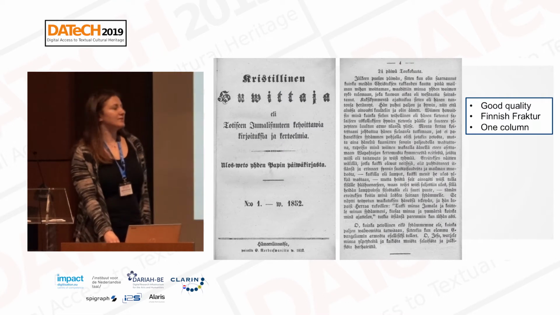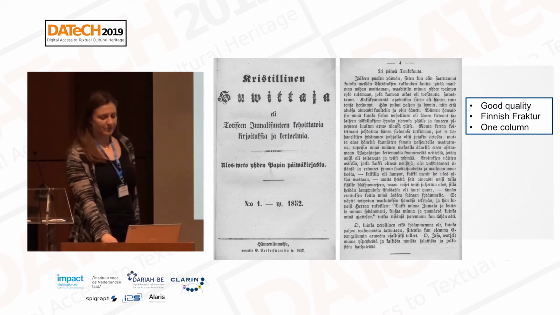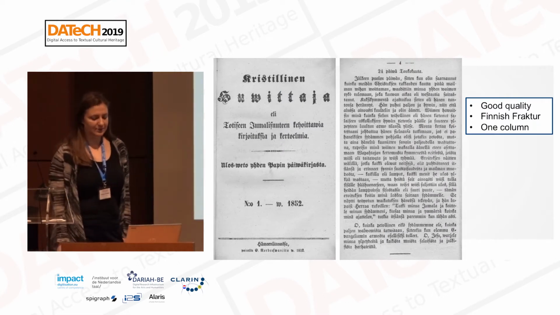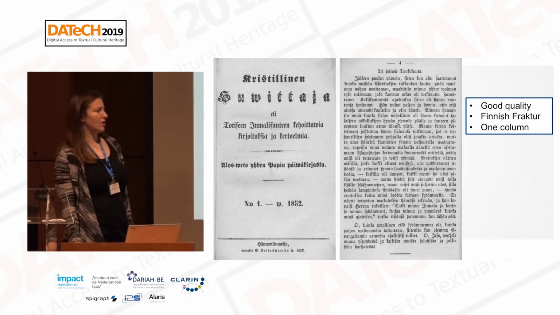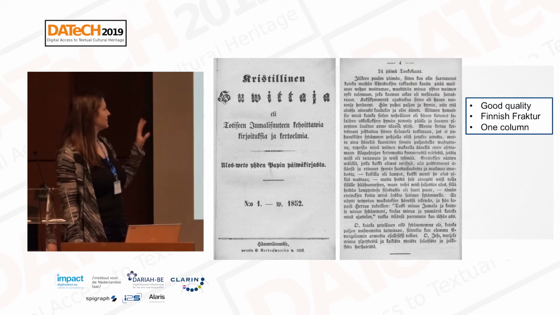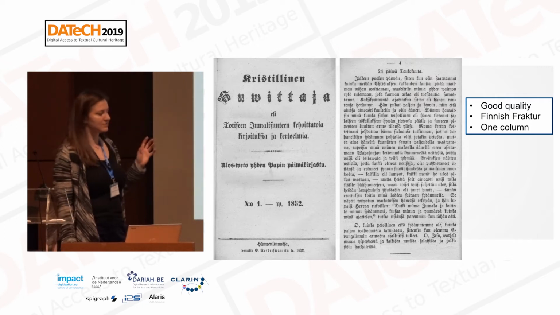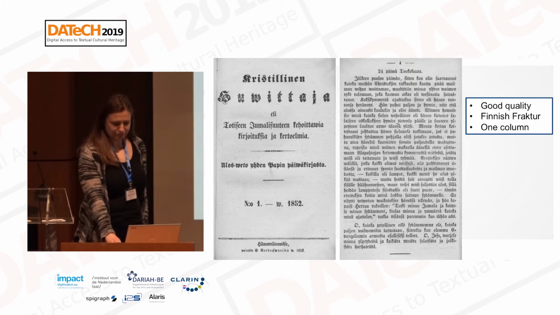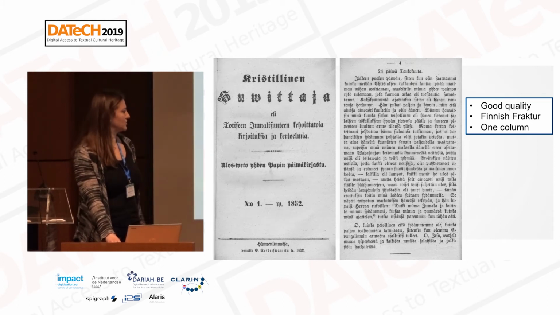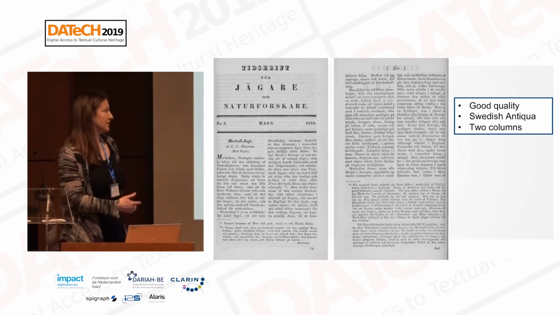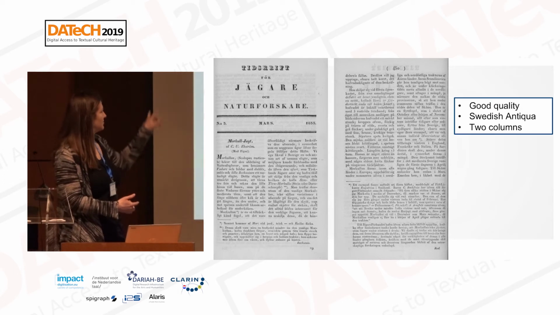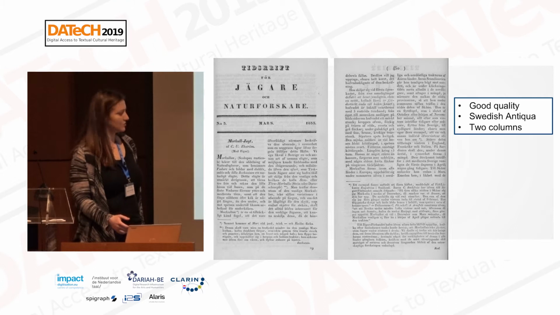Now I will show you some examples of the data. This is an example of scanned images of good quality. This is Finnish Fraktur. I think this is an extract from a priest's diary. This is one column, so it's easy for segmentation. This is an example of good quality Swedish Antiqua. It has mostly two columns, but of course there are different segments on top and the bottom.